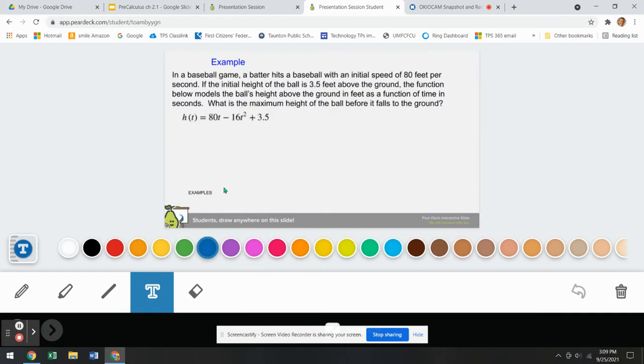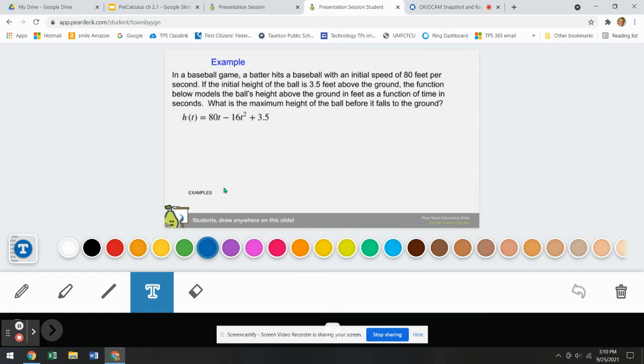The first one is we'll take this problem. It says in a baseball game, a batter hits a baseball with an initial speed of 80 feet per second. If the initial height of the ball is 3.5 feet above the ground, I guess that makes sense, about shoulder height or whatever between the hips and the shoulders. The function below models the ball's height above the ground in feet as a function of time in seconds. What is the maximum height of the ball before it falls to the ground? I don't know if this is like a pop fly or a line drive, but maybe we'll get some information from this.